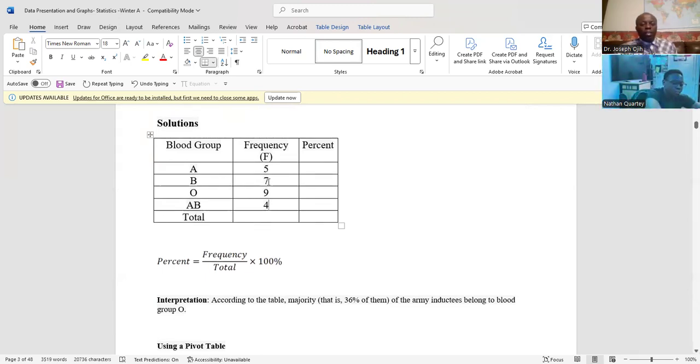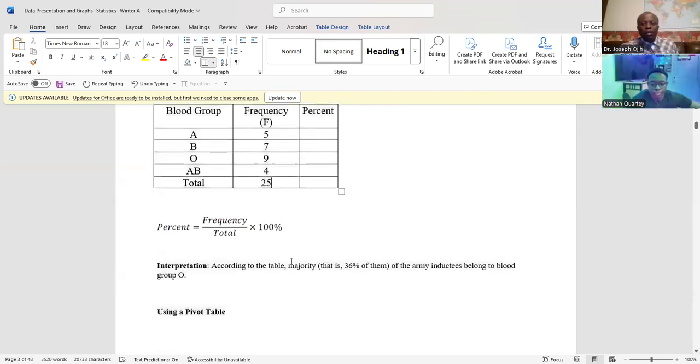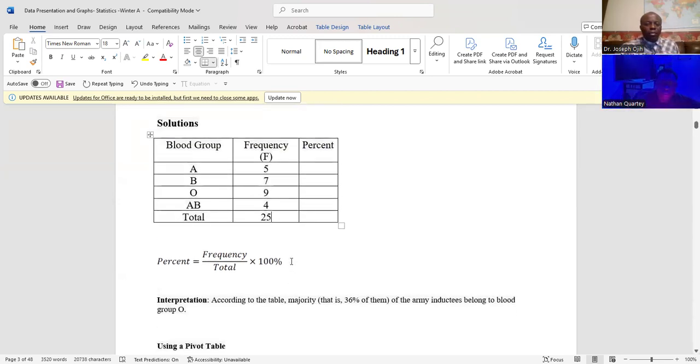5 plus 7 is 12. 9 plus 4 is 13. 13 plus 12 gives you 25. Am I right or wrong? Okay, so yep. This is 12 plus 9, 21, plus 4, 25. So good. Now you can get the percent.